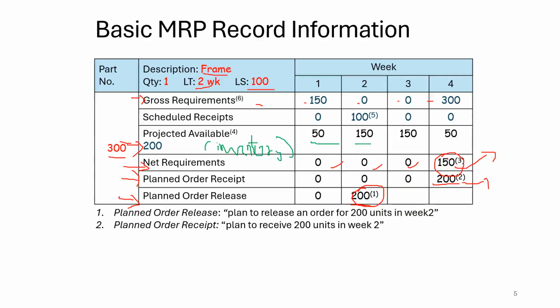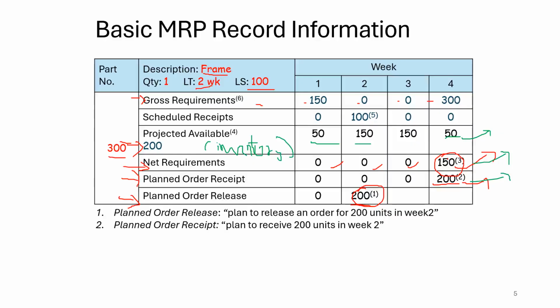And similarly, if you go all the way down to week 4, you can see that the planned order receipt was 200 units, but what we actually needed was only 150 units. So we ordered 50 units more than what is actually required for week 4. So that obviously means that we have 50 units in inventory or in stock after satisfying the demand for week 4. So that is what the projected available is. It's more like the inventory in the MRP system.